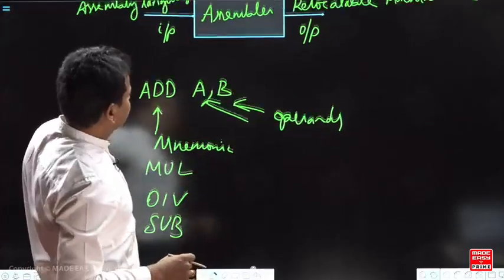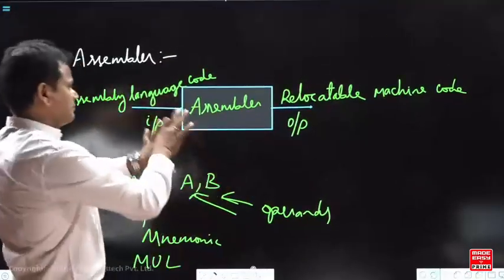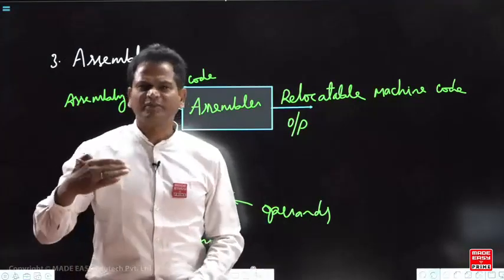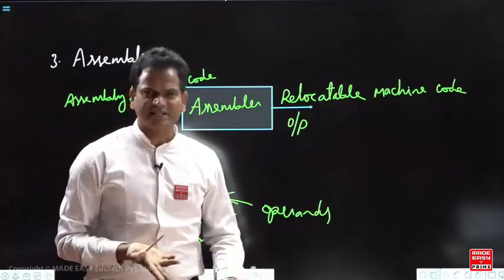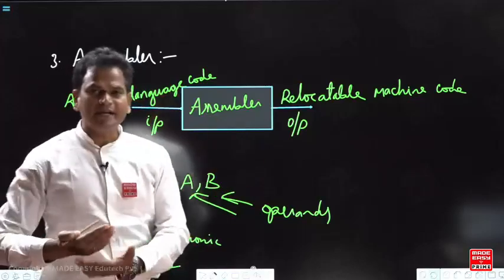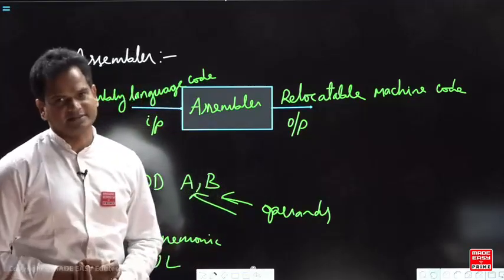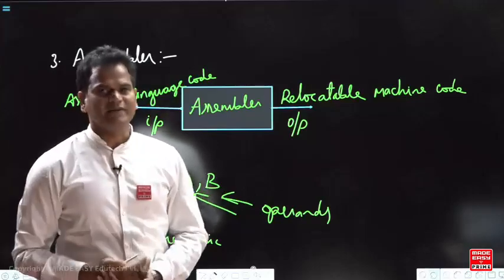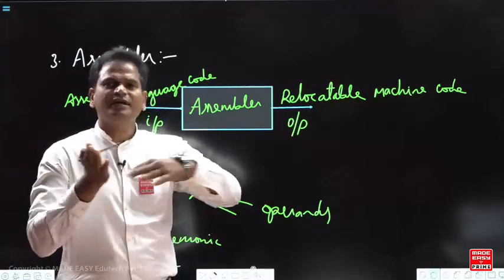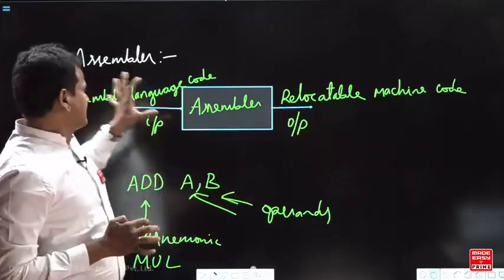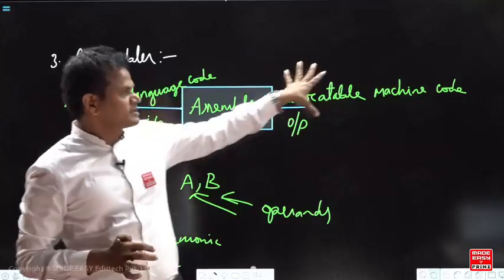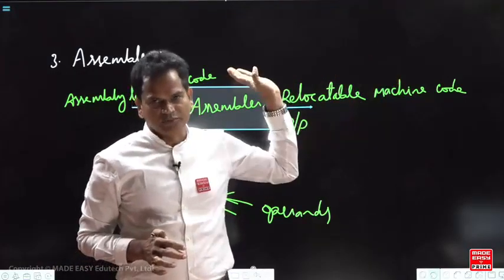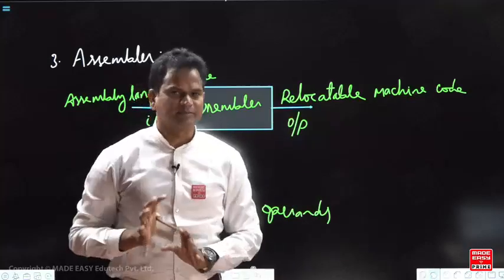So here assembler, basically you can call assembler a compiler. Assembler is also a compiler. What is compiler? A language translator. Assembler is a compiler of assembly language. What is compiler? It takes one language and produces another language. So here it takes assembly language and produces the machine code, relocatable machine code, as output. So assembler is nothing but compiler of assembly language.